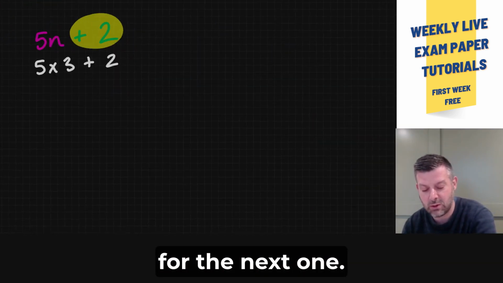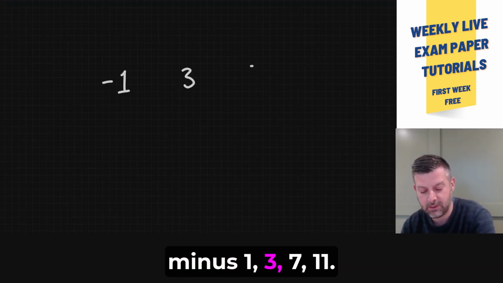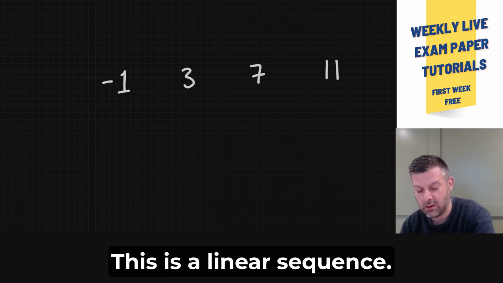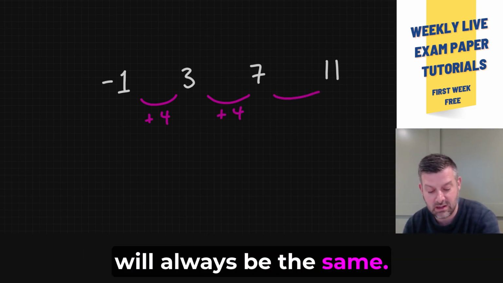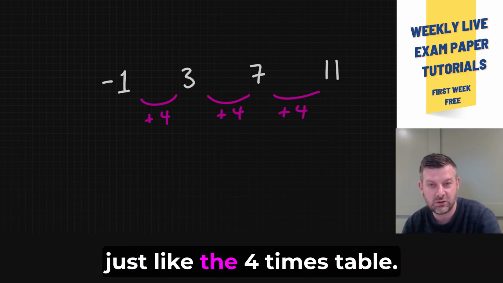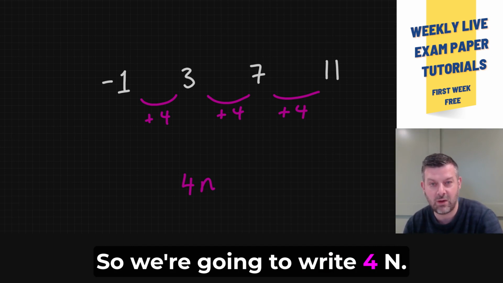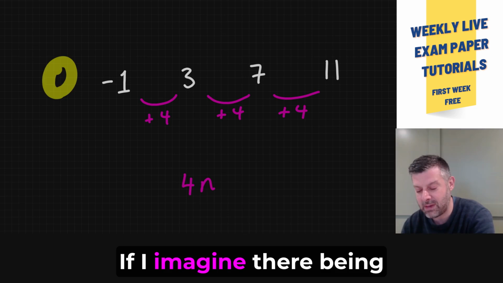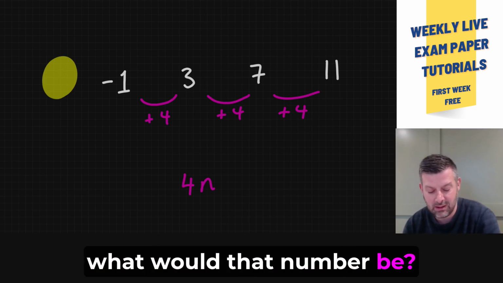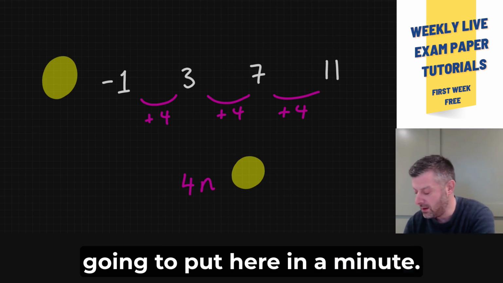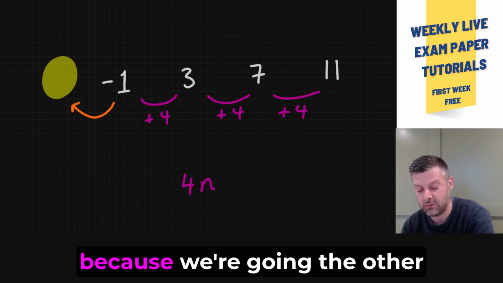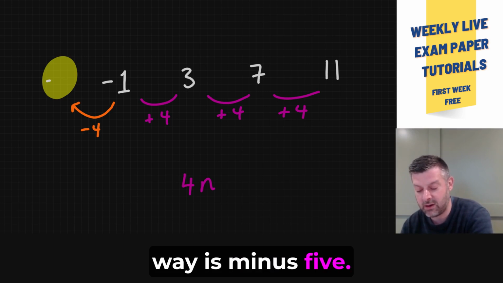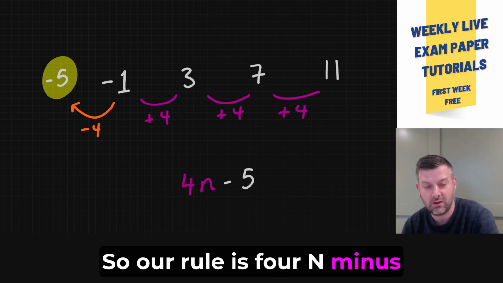Let's try that way for the next one. Say we got the sequence minus 1, 3, 7, 11. This is a linear sequence, which is what we're doing in this video, which means the differences will always be the same. In this case, they're 4, just like the 4 times table. So we're going to write 4n. If I imagine there being a number before the first term, what would that number be? For minus 1, take away 4, because we're going the other way, is minus 5. So our rule is 4n minus 5.